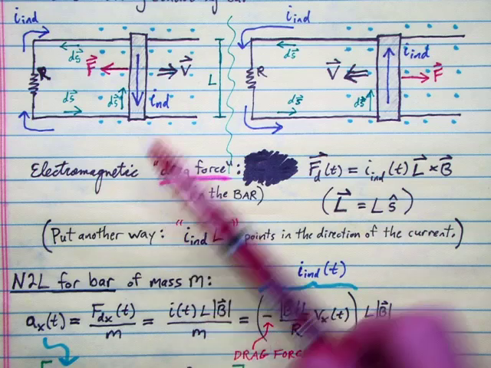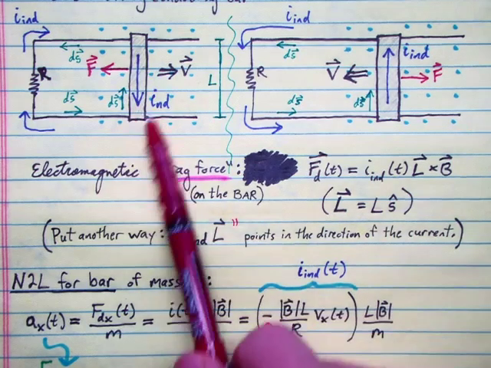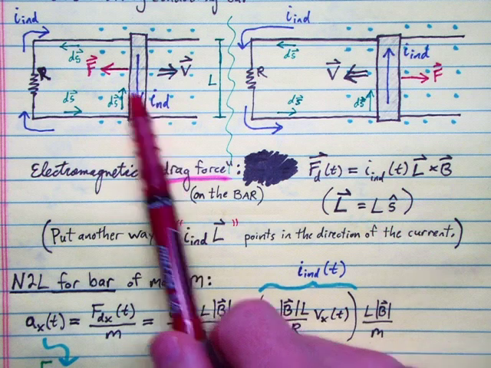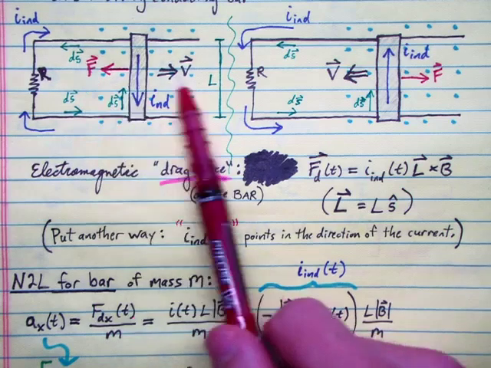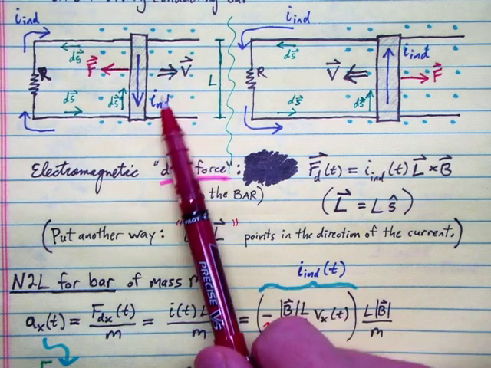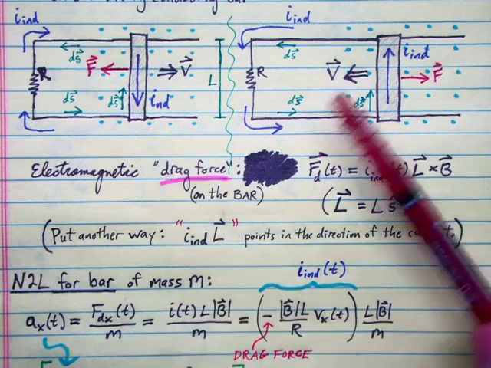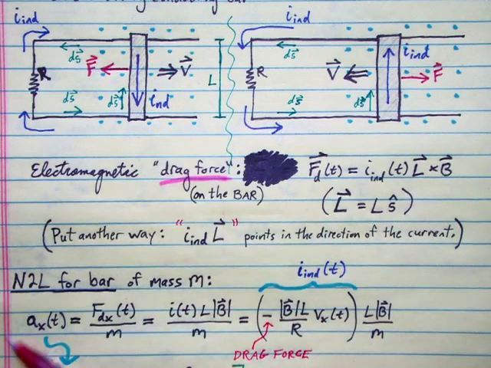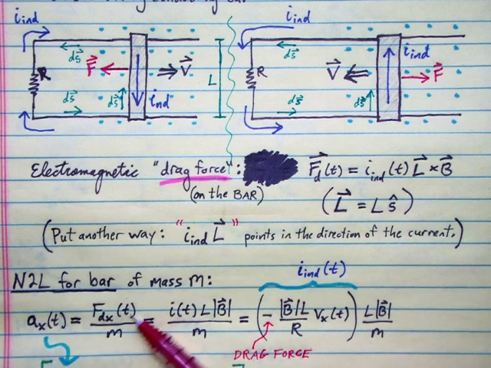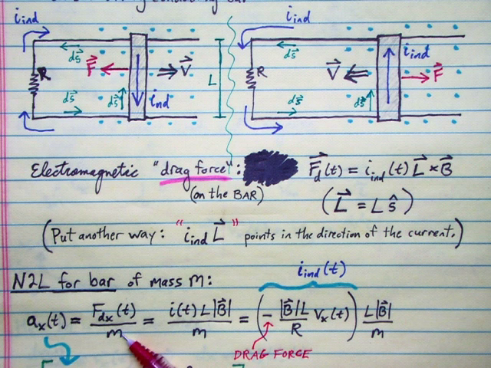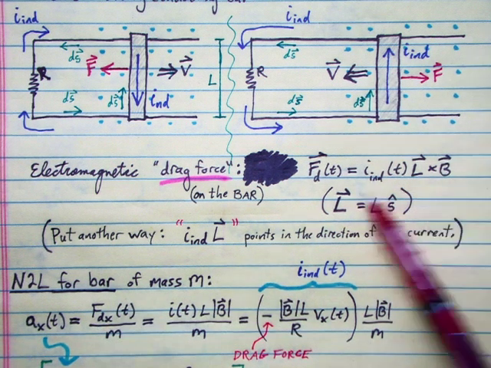So let's consider now the mechanics question of the motion of this bar over time, subject to this drag force, which is a function of time, due to this velocity, which is a function of time. We also have this current that's a function of time. Okay, let's look. So N2L for our bar, its acceleration in the x direction will be due to this electromagnetic drag force divided by the mass of the bar.